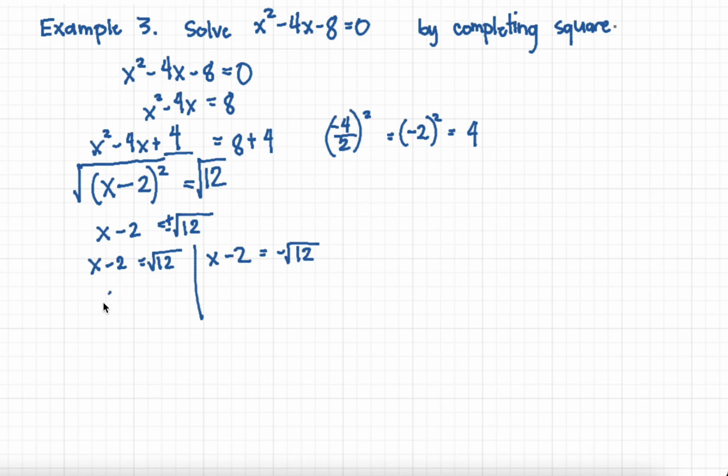Okay, so x minus 2, so magiging x equals square root of 12 plus 2. Okay, or simply x is equal to 2 plus square root of 12. And then sa kabila naman, we'll have x is equal to negative square root of 12 plus 2, or x is equal to 2 minus square root of 12. Okay, so that is already the solutions of our quadratic equation by completing the square.